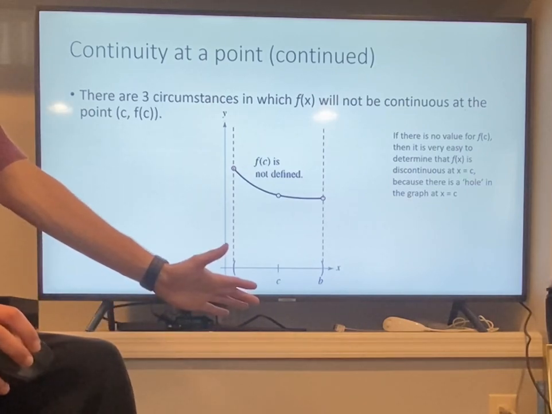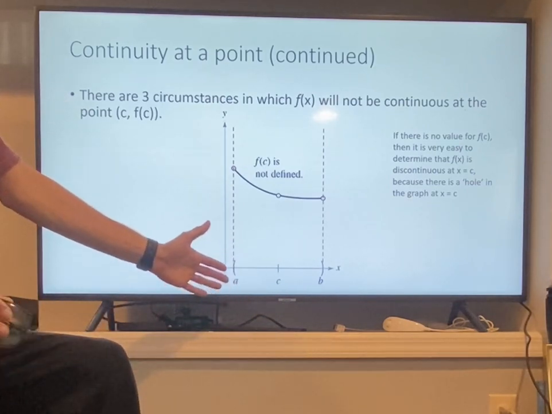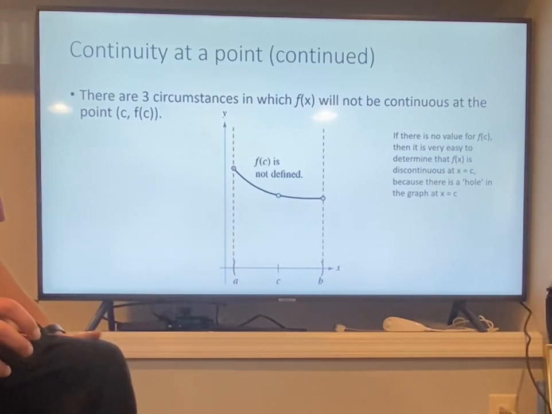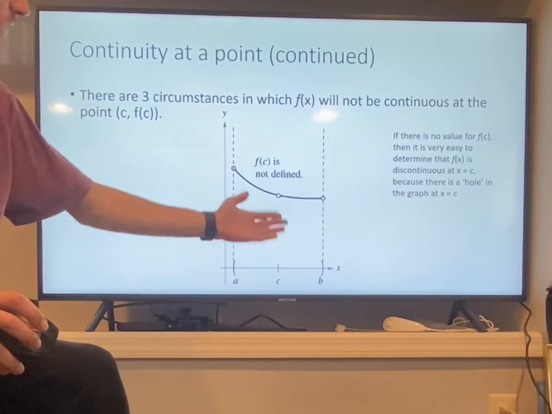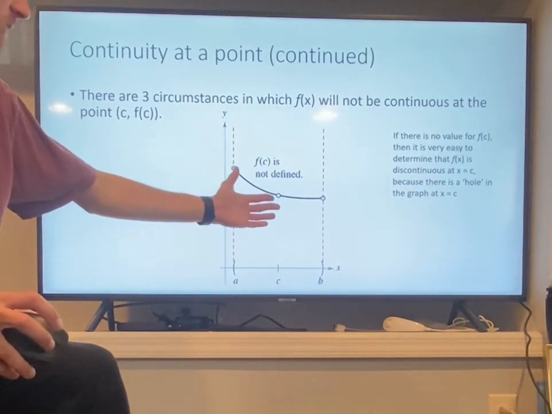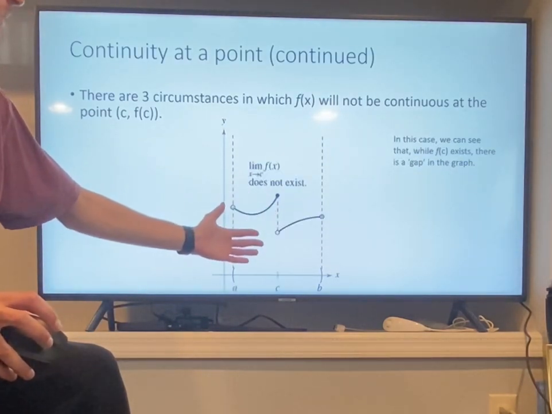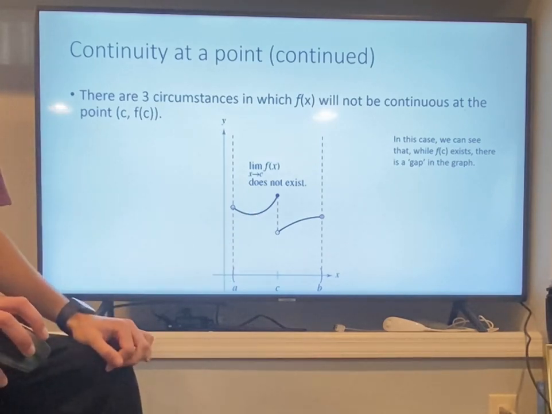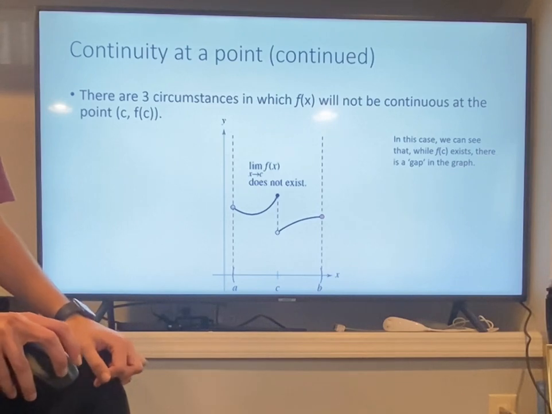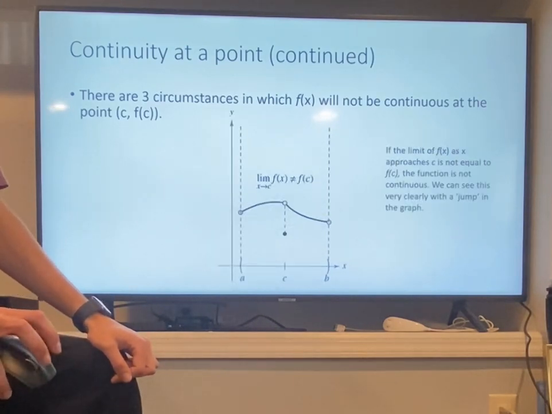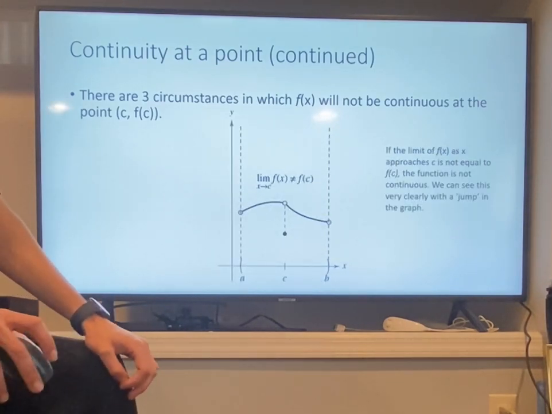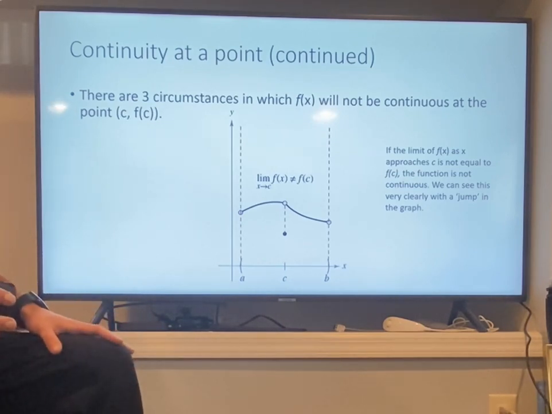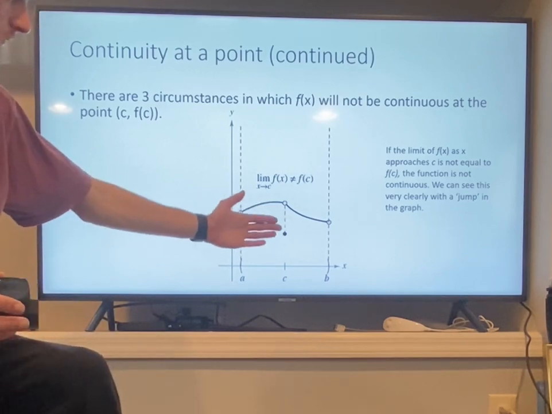There are three circumstances which will make f of x not continuous at the point c. One of these circumstances will be if the point f of c is not defined. Another will be if the limit of f of x as x approaches c does not exist. And the third and final circumstance which will make a function discontinuous would be if the limit of f of x as x approaches c is not equal to f of c. Denoted clearly here in this graph with a jump.